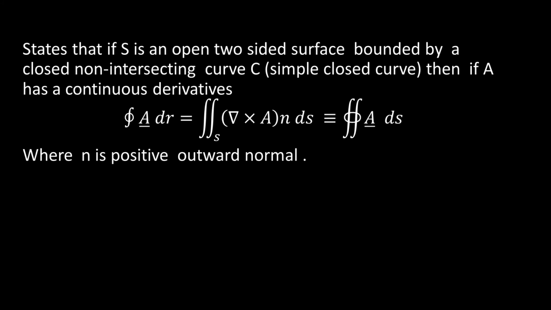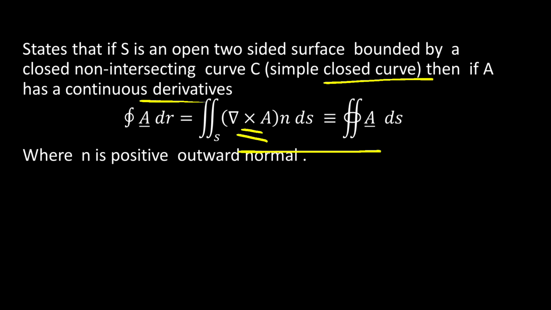So sometimes we say that Stoke's theorem is actually a higher dimension of Green's theorem, which we tackled in the previous tutorials. So if you have not looked at them, kindly check. It states that if S is an open two-sided surface bordered by a closed non-intersecting curve C, which is a simple closed curve, and if A has continuous derivatives, then this will be true. This is actually the curl of A.